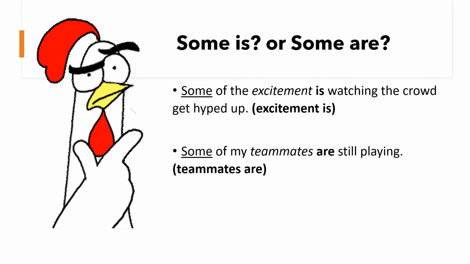Now, let's look at some is or some are. Some of the excitement is watching the crowd get hyped up. All right, what are we talking about? Excitement. Some refers to excitement. Notice that, like I said, you can't technically have a subject in a prepositional phrase, but it does help us to look at what we're talking about. We're talking about excitement. So yes, technically some is our true subject.